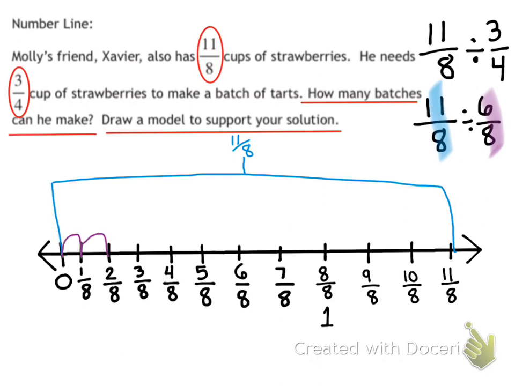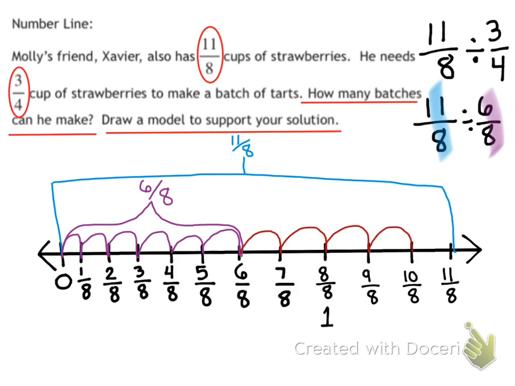1/8 plus 1/8 plus 1/8 plus 1/8 plus 1/8 plus 1/8. That's 6/8. So that's one group of 6/8. I need to make another group. I need to find 6. So 1, 2, 3, 4, 5. But I only have 5 out of 6.